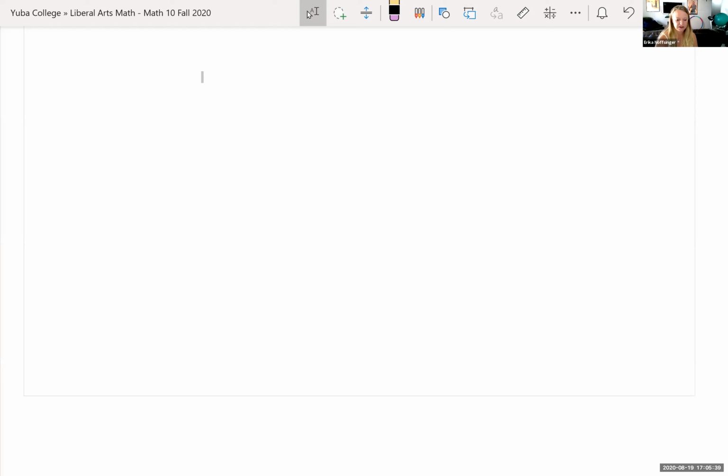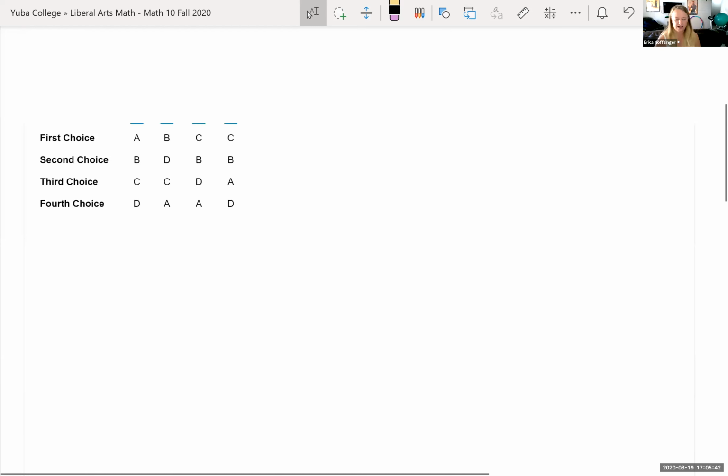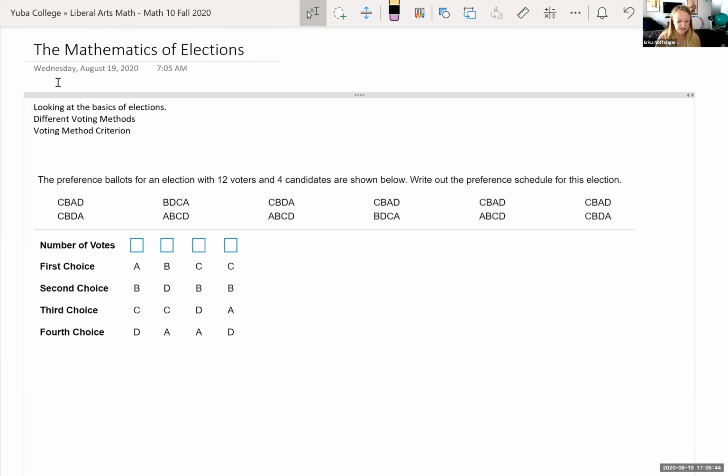Okay, so we're looking at elections and the different types of voting methods that could be done and the different types of ways that you can count votes. And so we're going to first, before we even look at this example that I pulled up here, go through some of the terminology, and you're probably really good and fine with the terminology.